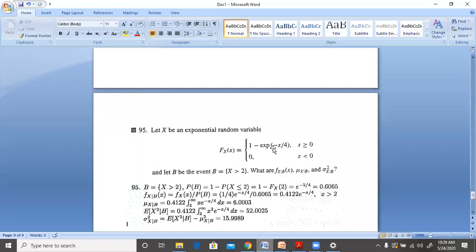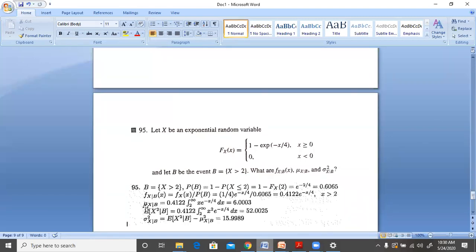Minus of minus 1 by 4 is plus 1 by 4, e to the power of minus x by 4. So all that will just give us the value 1 by 4 e to the power of minus x by 4. We are dividing that by pb, which is 0.6065. Even if you get a negative quantity, you should write positive, because PDF cannot be negative. So therefore, we get at the end 0.4122 e to the power of minus x by 4 for x greater than 2.